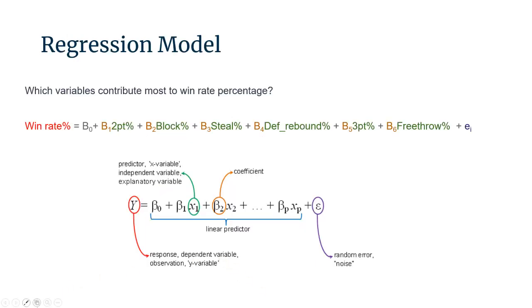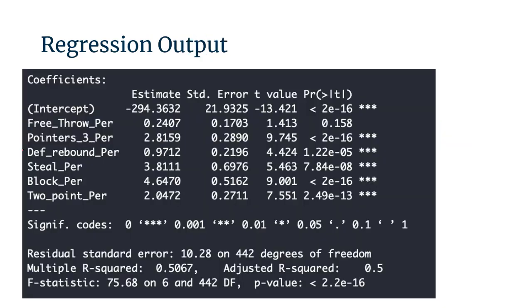So the next thing we did is put this on a regression model. We wanted to look at which variable contributes most to the win rate percentage, whether it's 2-point, block, steal, defensive rebound, 3-point, free throw, or which one contributes the most. Based on the regression output that we got, we can conclude that free throw percentage has no statistical significance in predicting win rate percentage. Also, this output tells us that there might be other variables that impact win rate for teams.